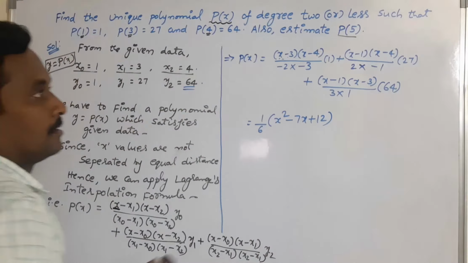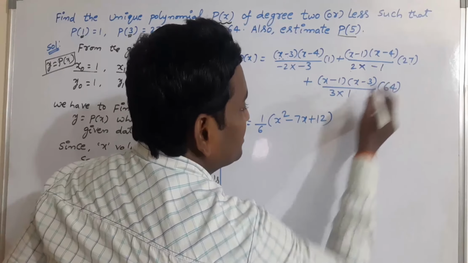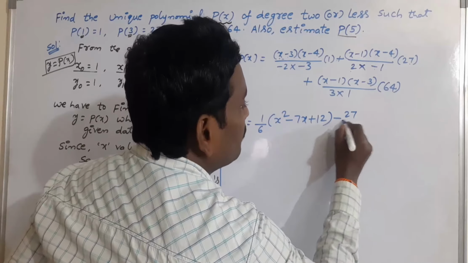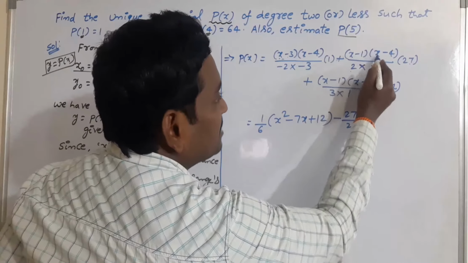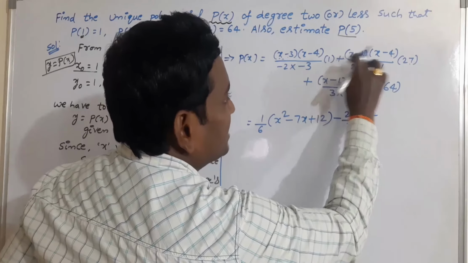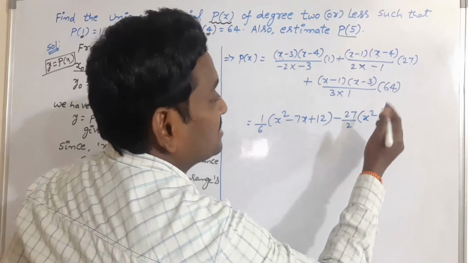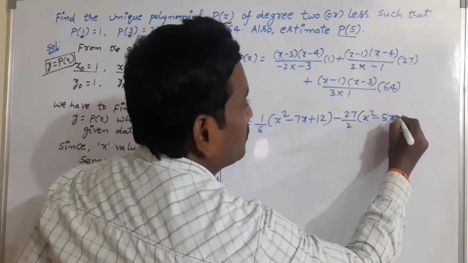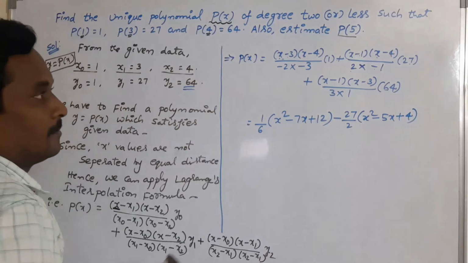Okay. Now 2 times negative is negative 2, and 27 is there in the numerator. So you will get positive into negative is negative 27 over 2 times, multiply these both factors. x times x is x square, x times negative 4 is negative 4x, minus 1 times x minus x. So total it is negative 5x. Minus 1 into minus 4 becomes positive 4. Next, 64 over 3.